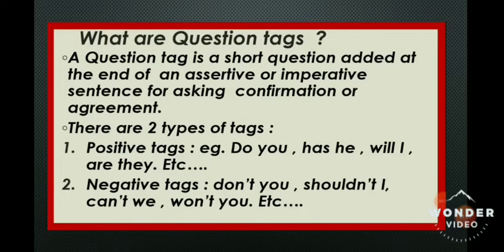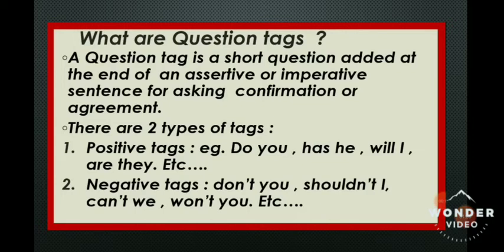What is an imperative sentence? An imperative sentence can be a command, or it can be a request, or it can be an instruction. For example, keep quiet. Or another example can be, please give me that book. So these are the examples of imperative sentences. Now why is a question tag added? Let us see that. Question tags are added for confirmation or for agreement.